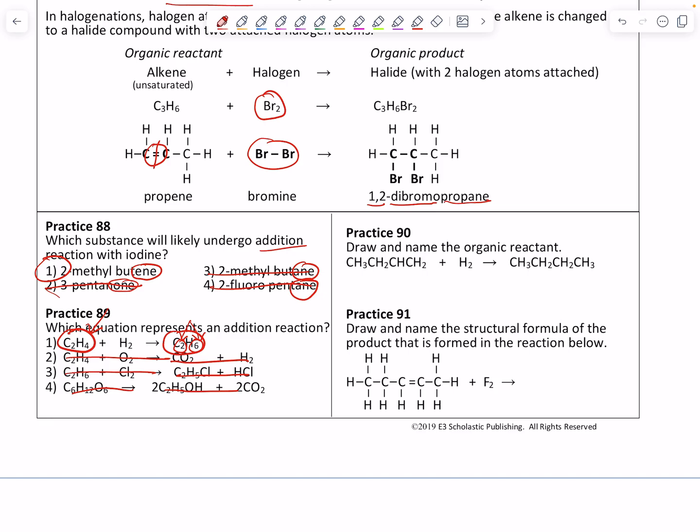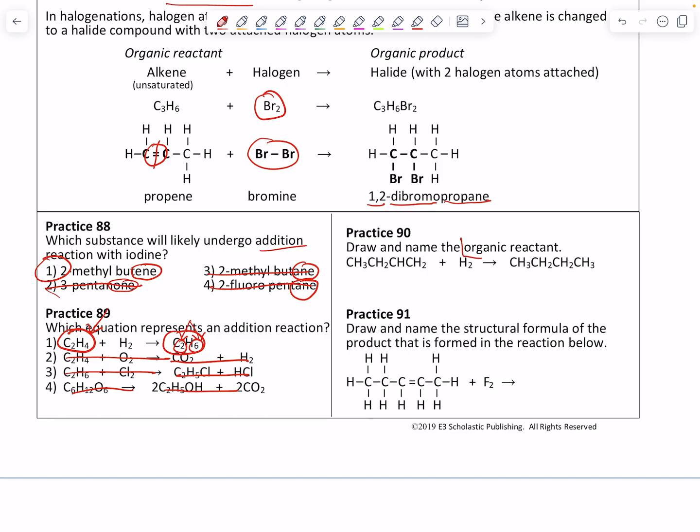So all those things that we've talked about in the past, it's why it's important to remember that, because it can make it really easy to quickly answer something like this and not spend a lot of time thinking about, well, which one is which and that kind of stuff. All right, on number 90 over here, draw and name the organic reactant.